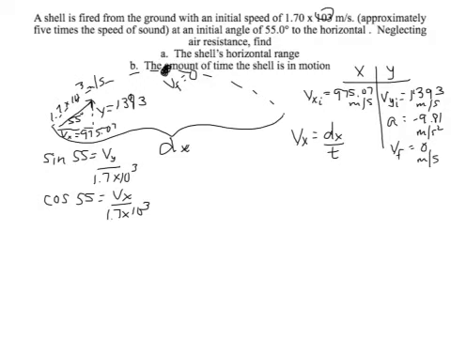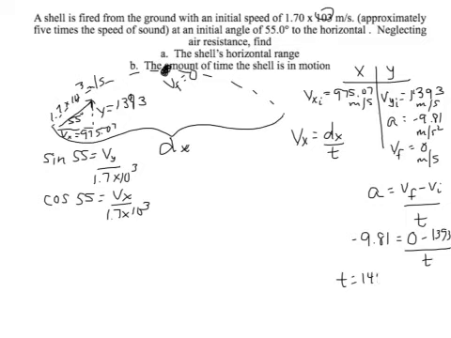So with that information, I can use my equation that has acceleration is v final minus v initial over time, and it allows me to solve for time. So my acceleration is negative 9.81. My final velocity at the peak is 0. My initial velocity was 1393 in the y dimension. Make sure we're only using y variables, divided by time. When I solve, I get a time of 141.997 seconds. However, that's the time just to get to the peak.